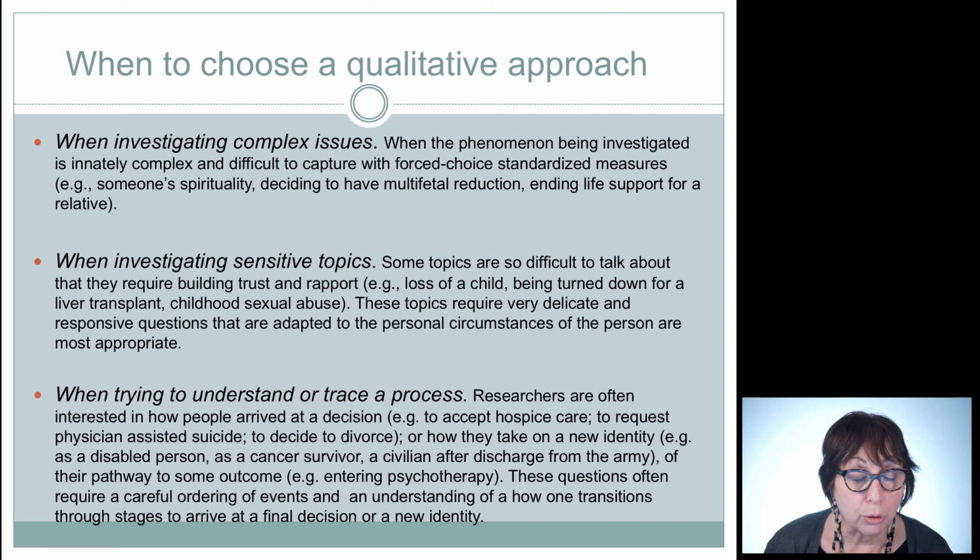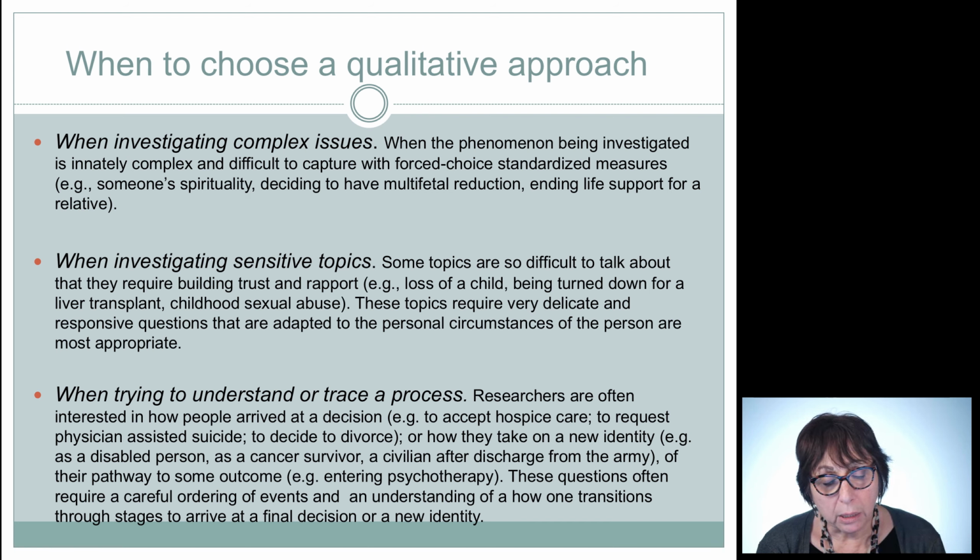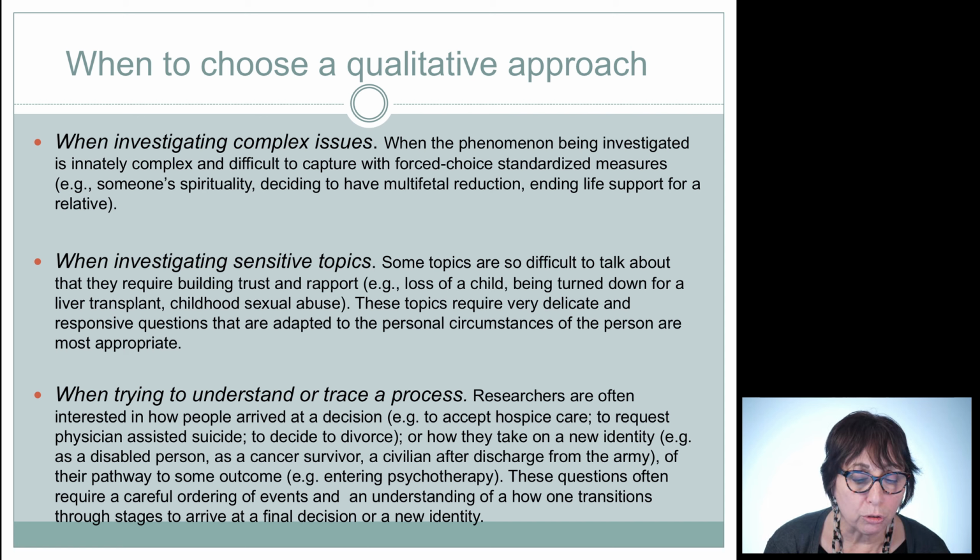How does someone who's ended treatment take on the identity of being a cancer survivor? How does someone who is discharged from the Army take on the identity of being a civilian again? What is the pathway to some outcome? What do people do on the pathway to entering psychotherapy? What are the things that they try to do first to alleviate their distress, and how ultimately do they get into psychotherapy? These are all processes which it's very hard to study because it requires often a very careful ordering of events and an understanding how one transitions through stages to arrive at a final decision or a new identity. And this is best studied through a qualitative approach.